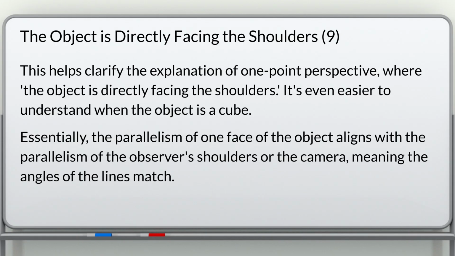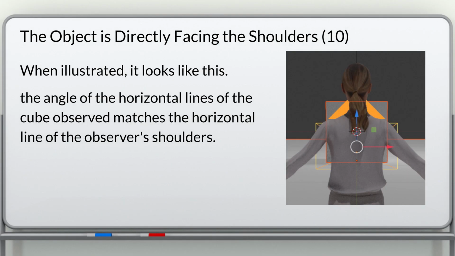It's even easier to understand when the object is a cube. Essentially, the parallelism of one face of the object aligns with the parallelism of the observer's shoulders or the camera, meaning the angles of the lines match. When illustrated, it looks like this. The angle of the horizontal lines of the cube observed matches the horizontal line of the observer's shoulders.